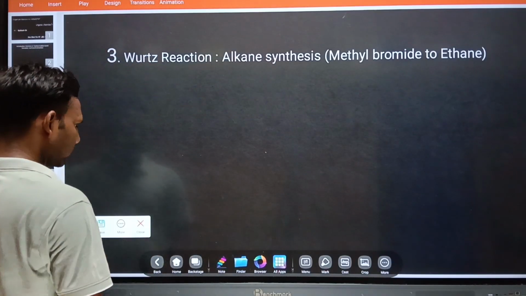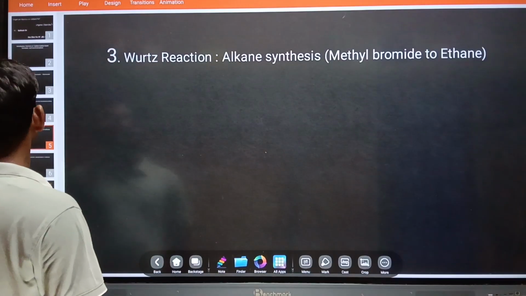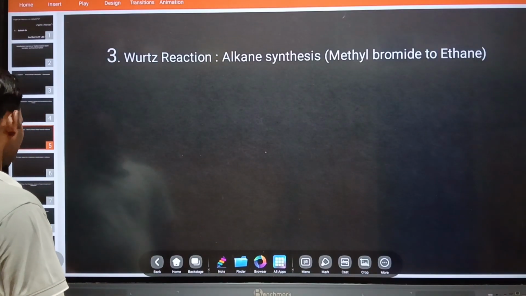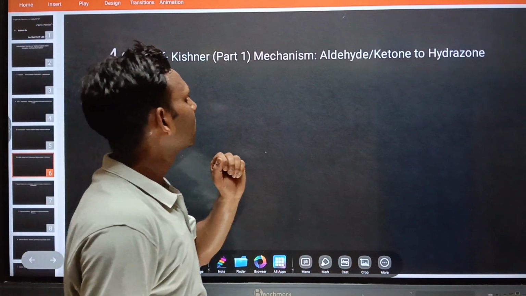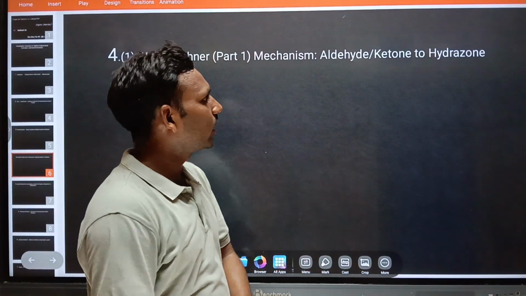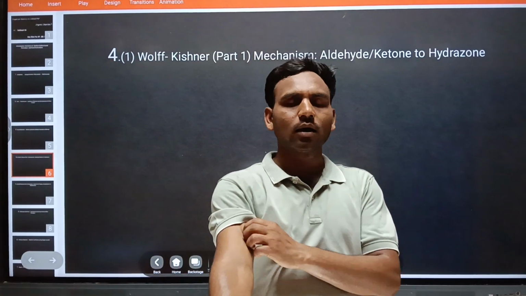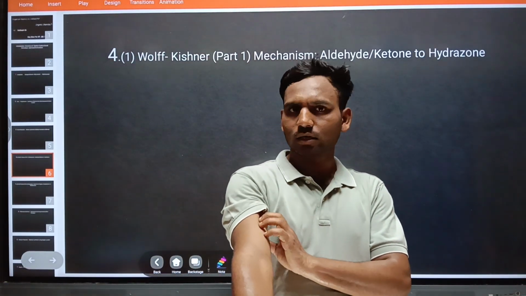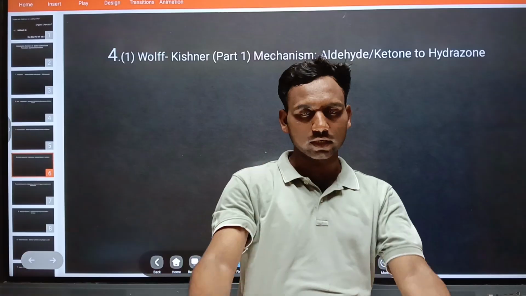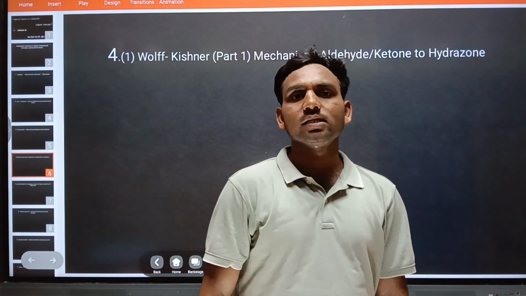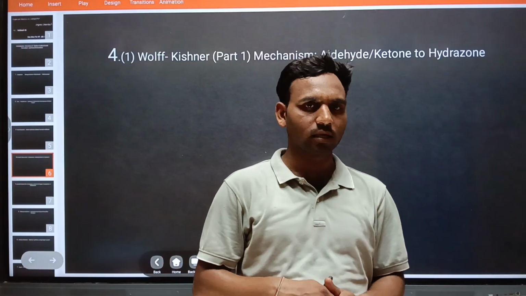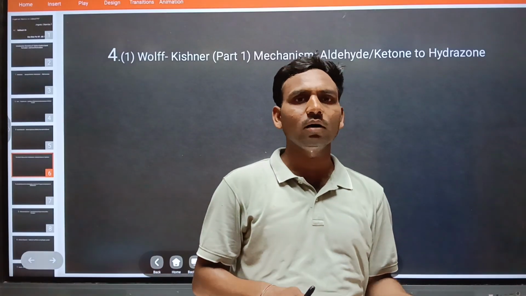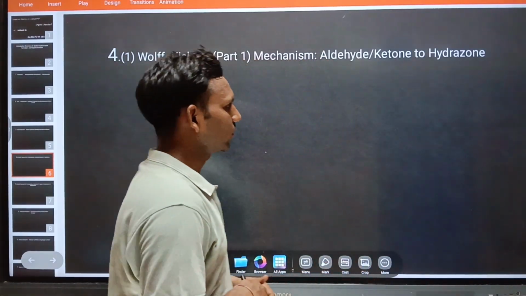So next slide, the next chemical reaction is the Wolff-Kishner reaction. Wolff-Kishner reaction, part 1, mechanism: aldehyde or ketone to hydrazone. That means any aldehyde or ketone in the presence of hydrazine then forms hydrazone compounds. Hydrazine means NH2, NH2, that's hydrazine. Then at last it forms hydrazone compounds.